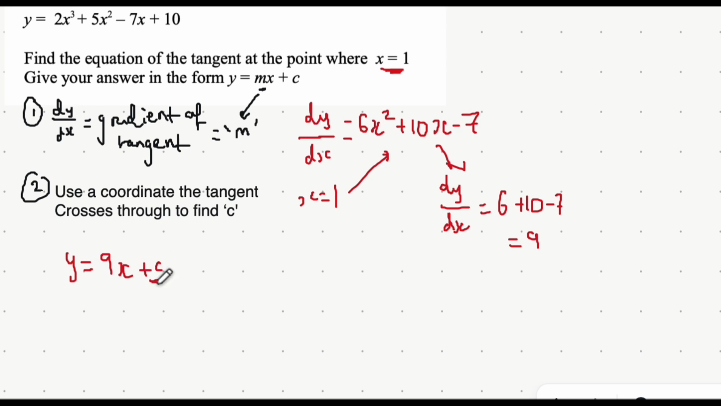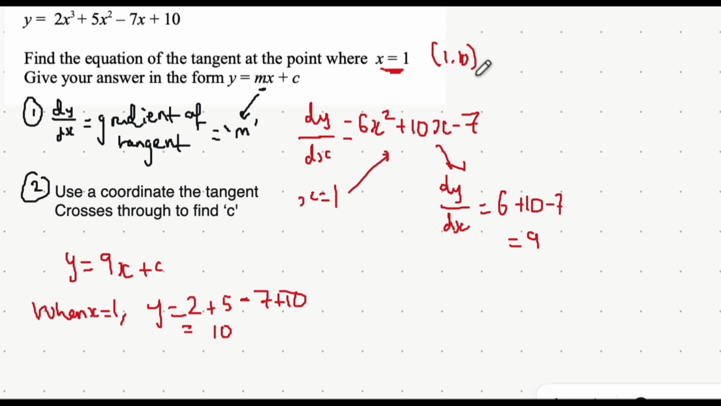But we still don't have the value of plus c. In order to find the c, we need a coordinate that the tangent crosses through. Now we know the tangent meets the curve when x is 1. So if we find the y-coordinate of the curve when x is 1, we can use that as the y-coordinate of the tangent. So let's do that. So when x equals 1, the curve y is equal to 2 times 1 cubed, which is 2, plus 5 times 1 squared, which is 5, minus 7 plus 10, and that just equals 10. Meaning the coordinates where the tangent meets the curve is (1, 10).